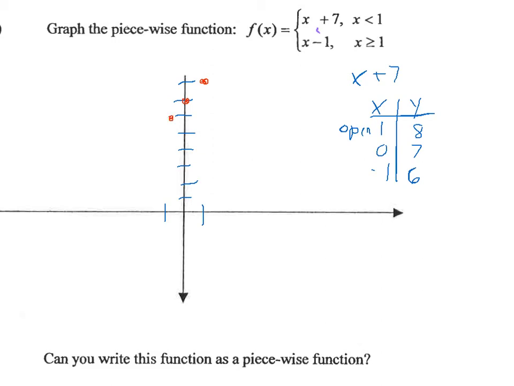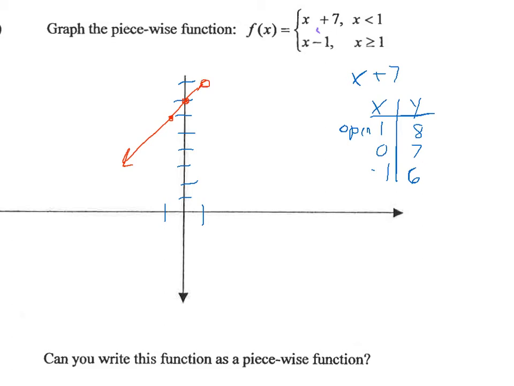I also want to draw my arrow in the correct direction. So since x is less than 1, I want to draw my arrow this way. And I made a mistake. I forgot to make my first dot an open dot. So I'll erase him and make him open. All right.